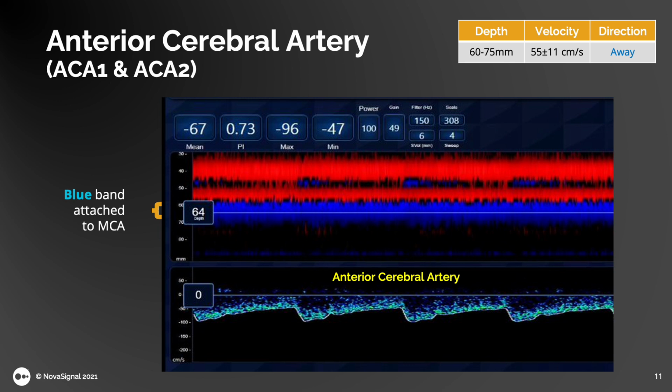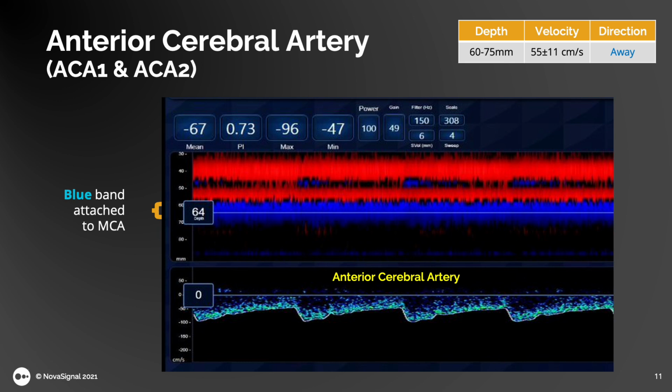The anterior cerebral artery is a blue band attached to the MCA. So in all reality, we do not need to remember the depth of the ACA. If you can obtain the MCA and identify it positively as the MCA, and slightly angle the transducer at the same time towards the anterior circulation, you should be able to get a red and blue band together. The blue band is the ACA.